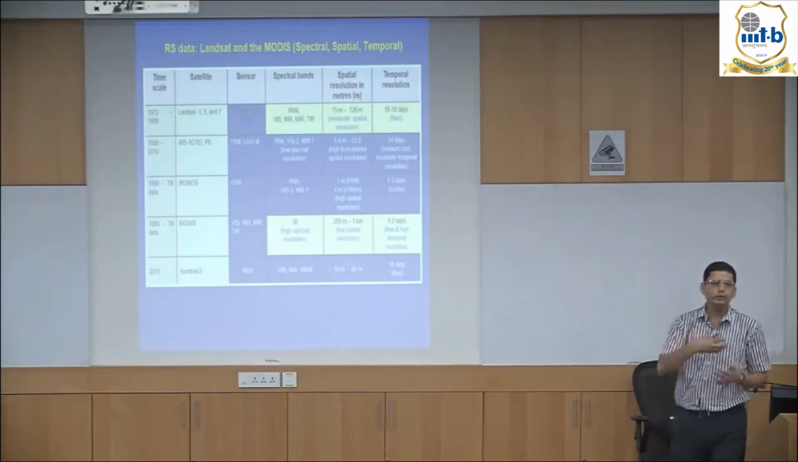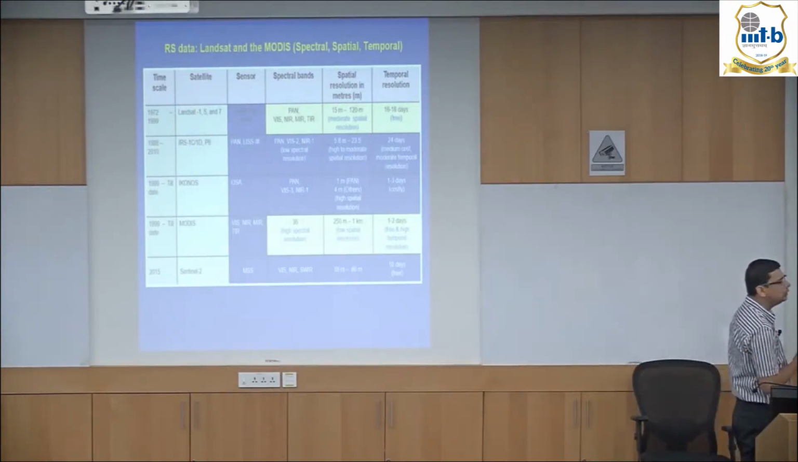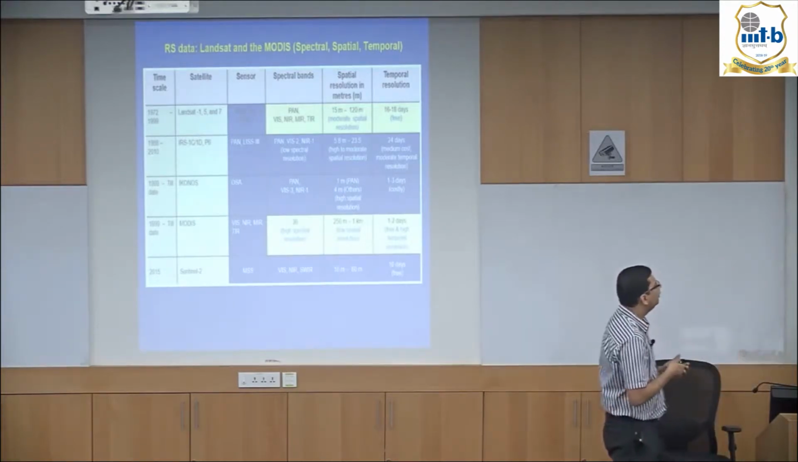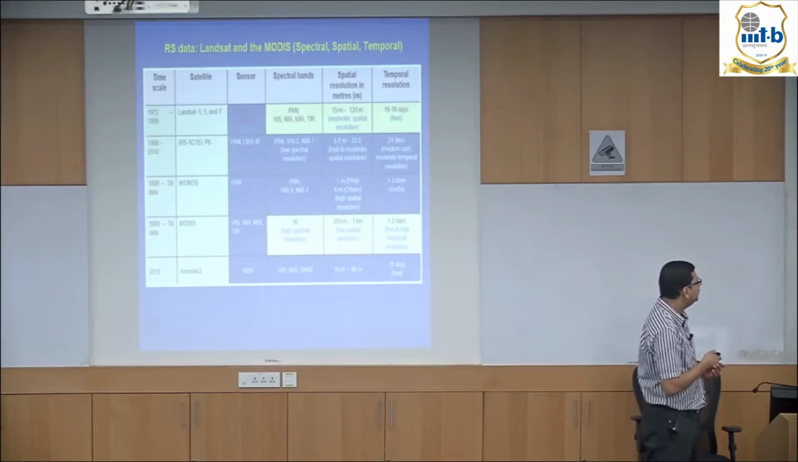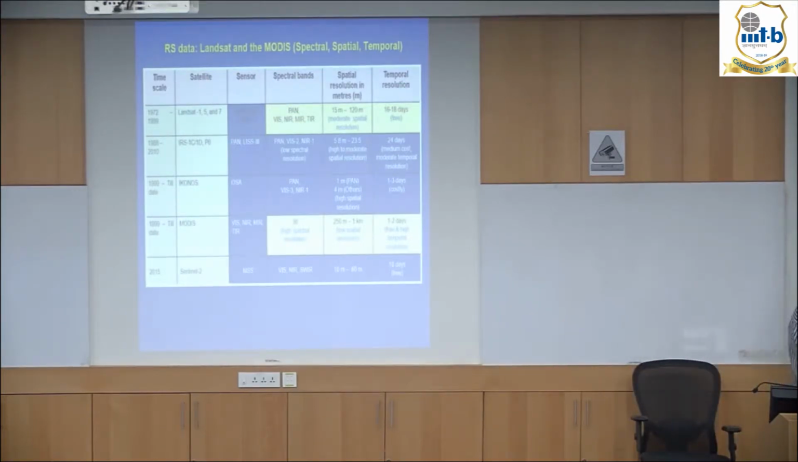Okay. Now I will slowly take you to the problem statement. So among these satellites, Landsat and MODIS are the two most popular data sets being widely used across the globe because they are free. And the MODIS is at a very high temporal resolution every 1 to 2 days. The only drawback is its spatial resolution, which is 250 meter to 150 meter.